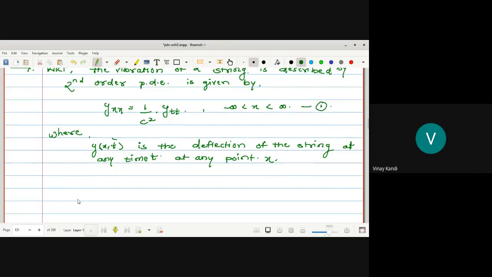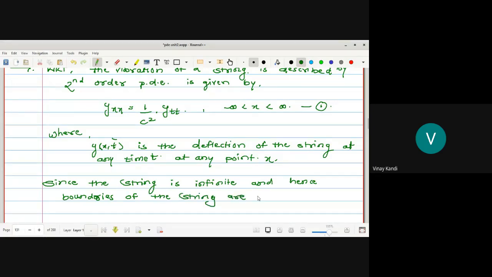So since the string is infinite, and hence the boundaries of the string are not fixed.